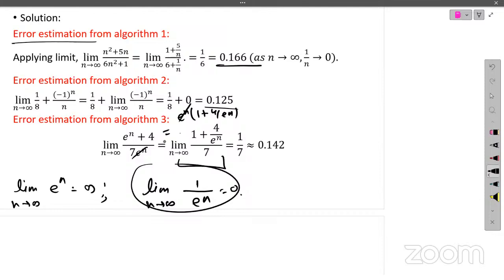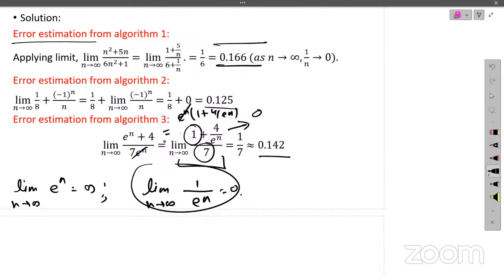We have this term, and here if we apply the limit, 1 remains as it is because it is a constant. Similarly, 7 remains as it is because it is a constant, and this limit will go to 0 because it is a 1 by e to the power n kind of limit. So it will go to 0. So the answer will be 1 by 7, approximately 0.142. So these are the errors.